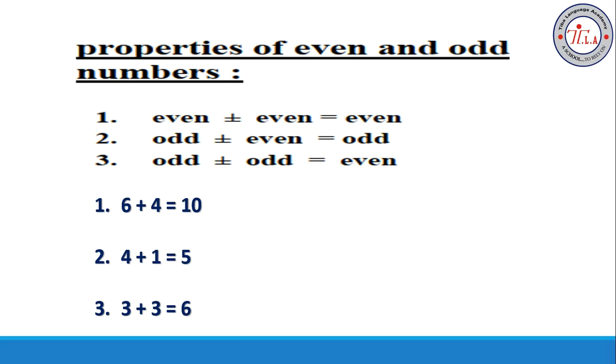Okay, second one, number 4 plus number 1. Number 4 is even number. Okay, number 1 is odd number. We know that number 1 is odd number. So even number plus odd number will give us odd number. So number 5 is odd number.